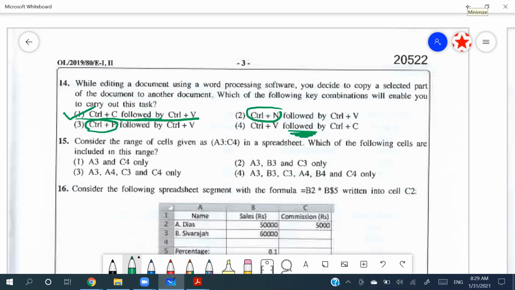Right, 15th. Consider the range of cells given as A3 colon C4. In a spreadsheet, which of the following cells are included in this range?